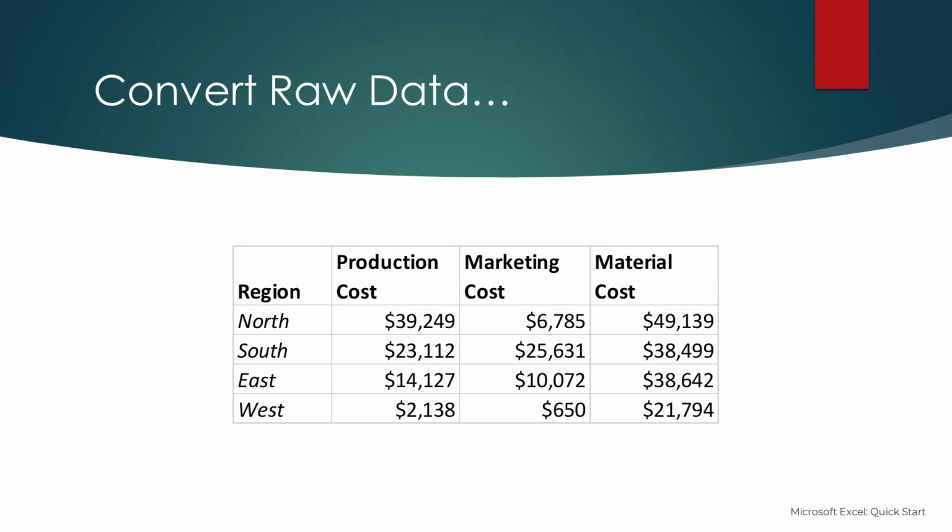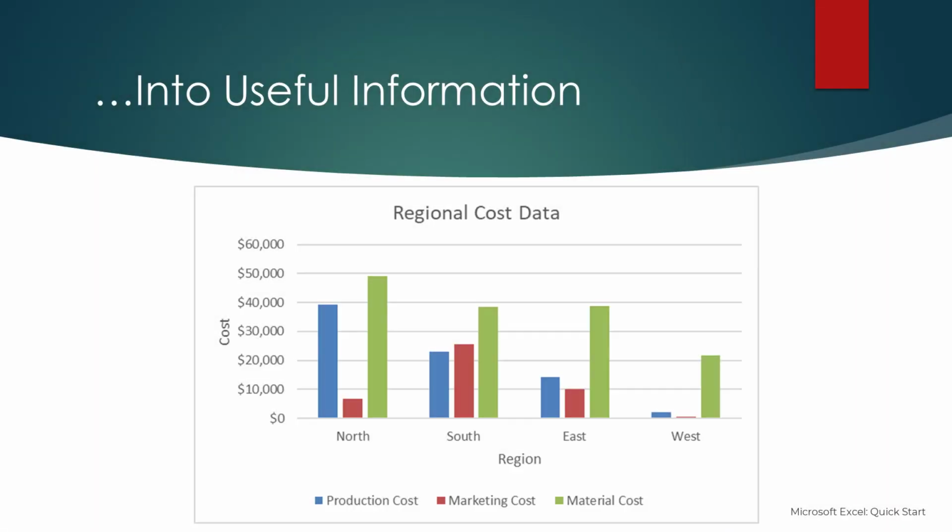When you look at the data, what can you quickly determine from it? There are 4 regions. There are 3 cost values. These details aren't very useful, and they won't help us make any business decisions. But if we convert this data into a chart, we'll be able to extract some useful information. A chart changes raw data into useful information.